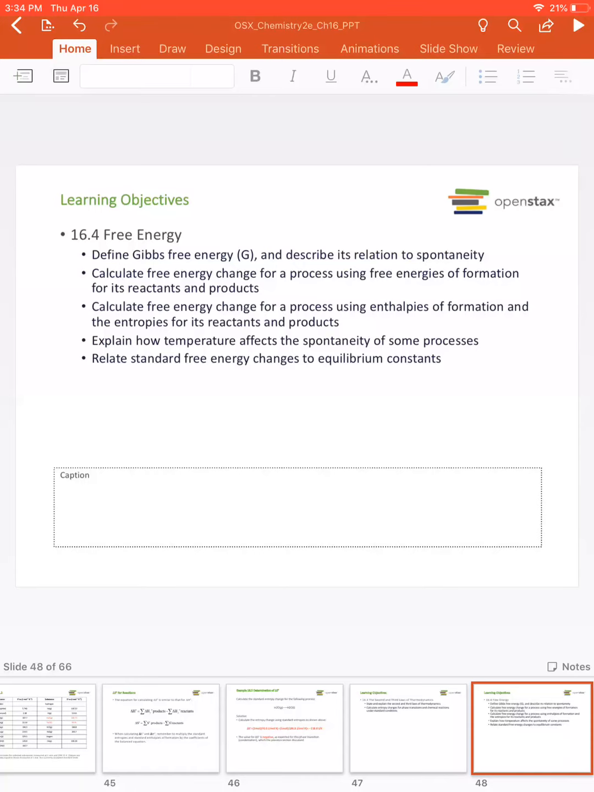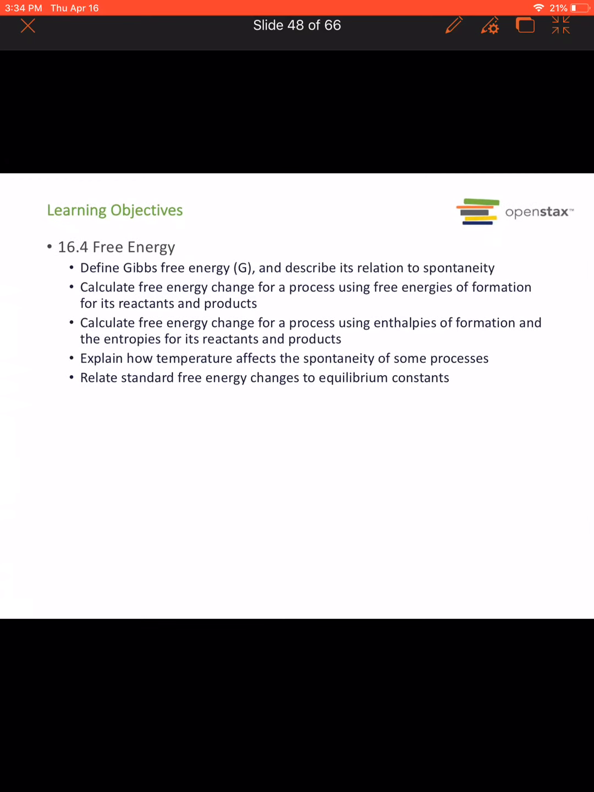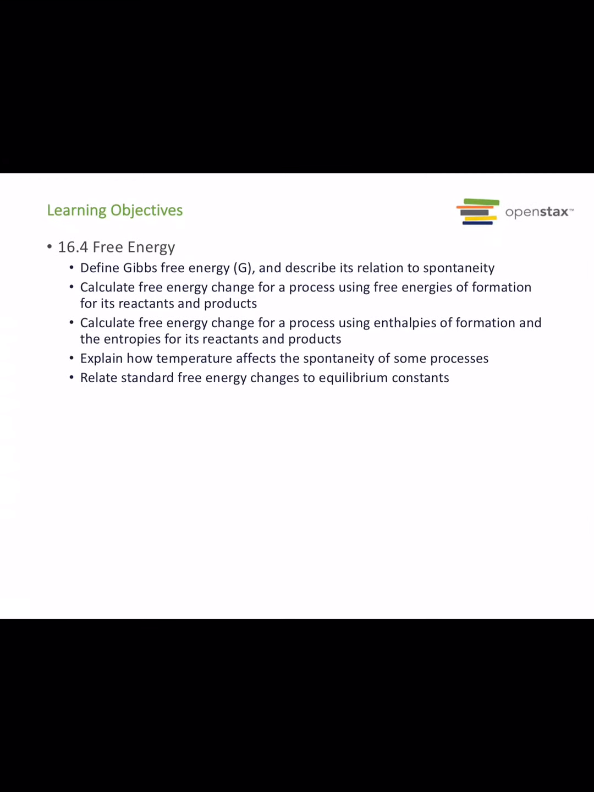We're here. We finally made it to the last section, 16.4. And so we're going to define Gibbs free energy. I'm going to show you how to calculate Gibbs free energy using free energies of formation and using enthalpy and entropy to calculate delta G. You also need to be able to explain how temperature affects spontaneity and then relate standard free energy changes to equilibrium constants. I know that's a mouthful, but we're going to go through this one at a time.